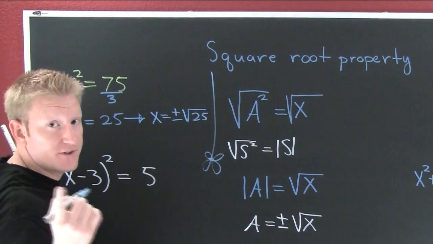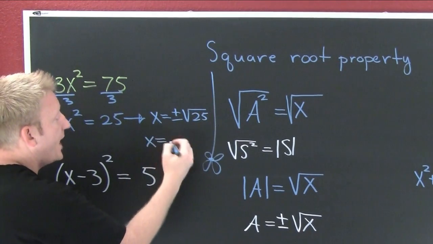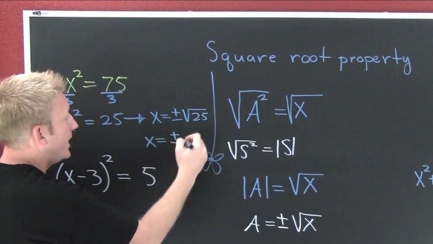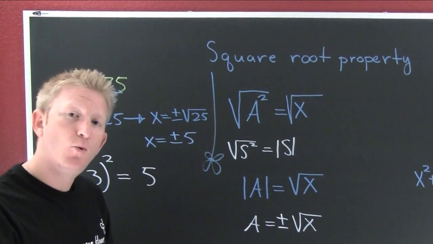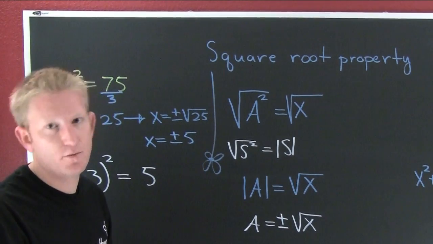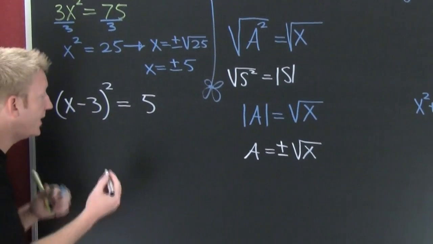I know the square root of 25. x is going to turn out to be plus or minus 5. Now when I write that plus or minus, that's actually two cases, one where 5 is plus and one where 5 is minus. Let's come down here.